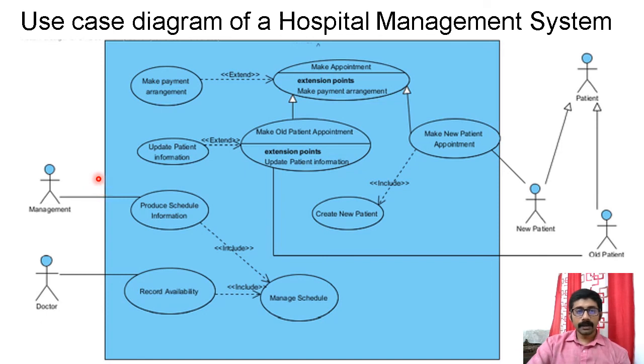Here we have an example. This is a use case diagram of a hospital management system. In this example, all the concepts we learned today are used: actor generalization, use case generalization, extend relation, include relation. Here even extension points are represented. System boundary is mentioned. So whatever concepts we learned, all are applied in this example. Pause here and try to understand this system.